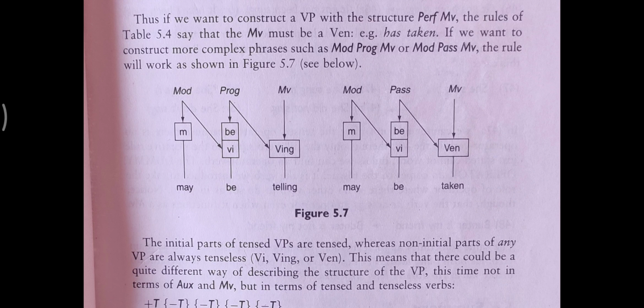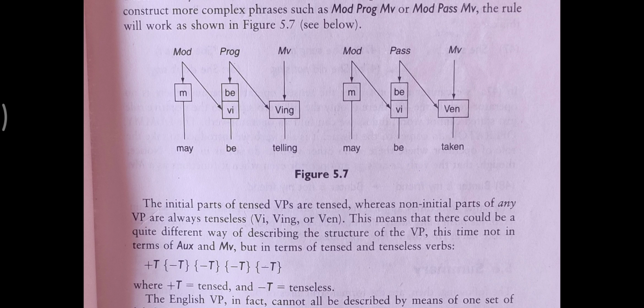See, may makes us use be as a progressive. Telling is the main verb. To use telling, be needs to be used, and for be, may needs to be used. So like this, may is a modal, be is progressive, and the progressive is expressed by the main verb. In the same way, may is a modal, be is passive, but be with the EN form is to be used by the main verb. So be makes it compulsory for the main verb to express the EN form.